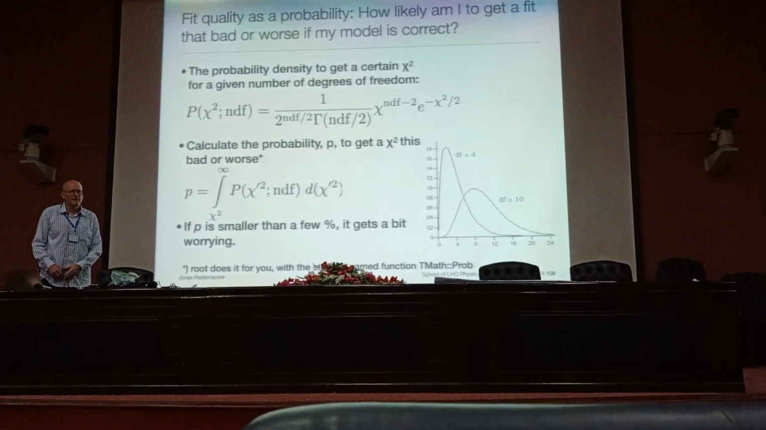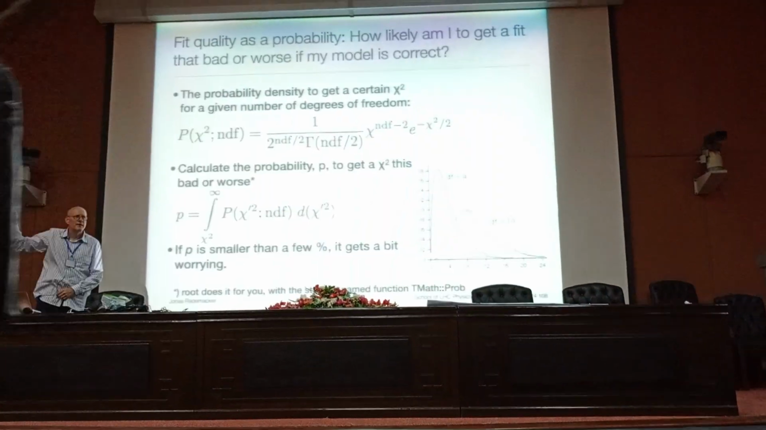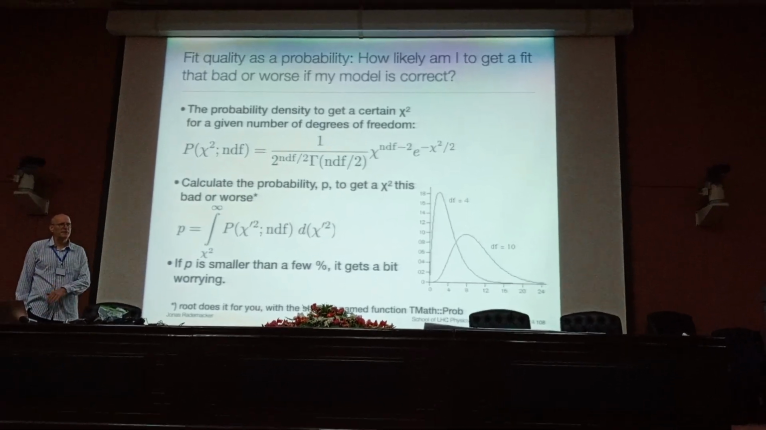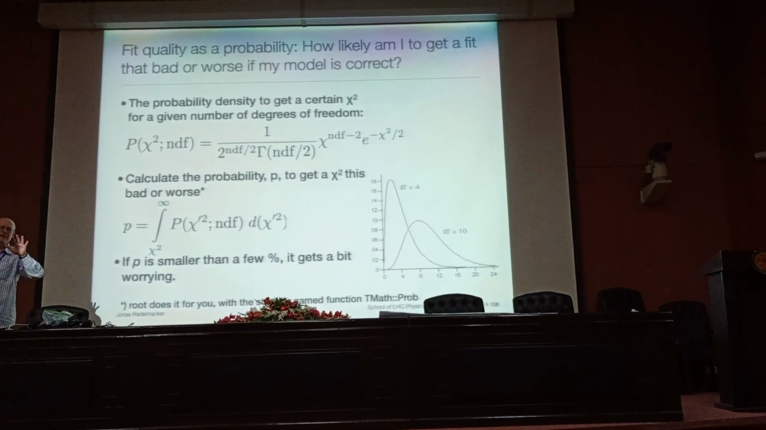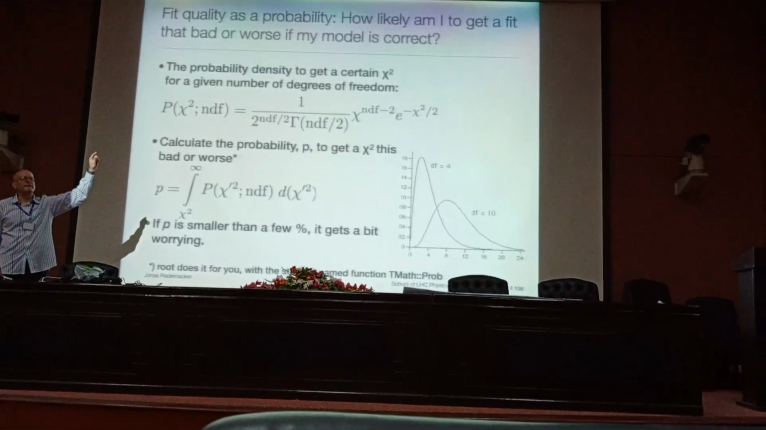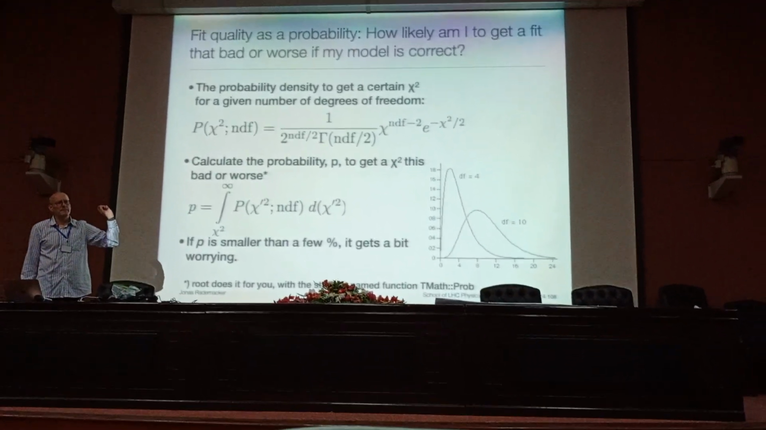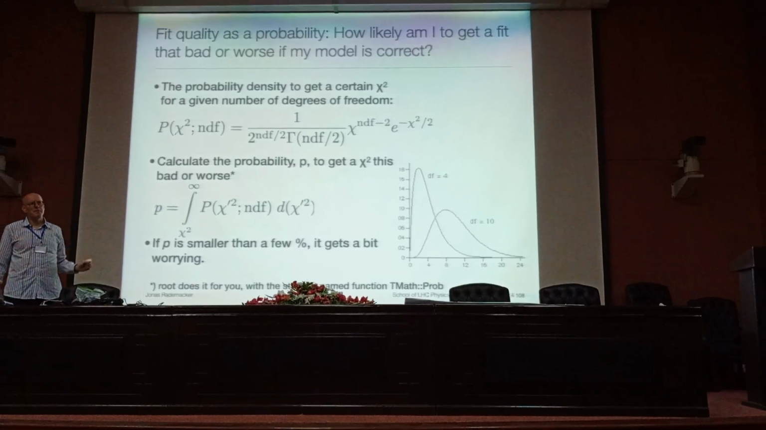I would go by eye, by the way. If I see something very wiggly going through all the points, I probably have done an overfitting. I want to have a smooth curve, a curve that's much smoother than the statistical fluctuations in my data set. It's a qualitative statement, but that would be my rule of thumb.